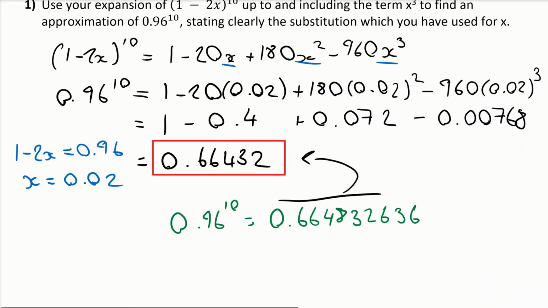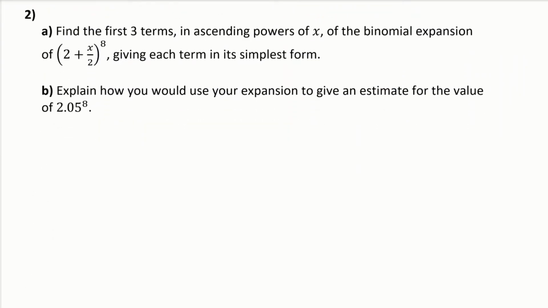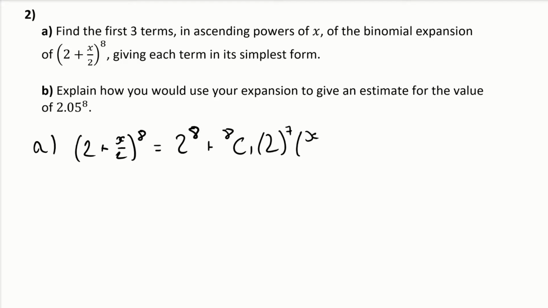Okay, now, so going on to the second question, we are told, find the first 3 terms in ascending powers of x of the binomial expansion of 2 plus x over 2 to the power of 8, giving each term in its simplest form. So 2 plus x over 2 to the power of 8, we have got 2 to the power of 8 plus 8c1 times 2 to the 7 multiplied by x over 2, plus for our third term, 8c2, 2 to the power of 6 times x over 2 squared.